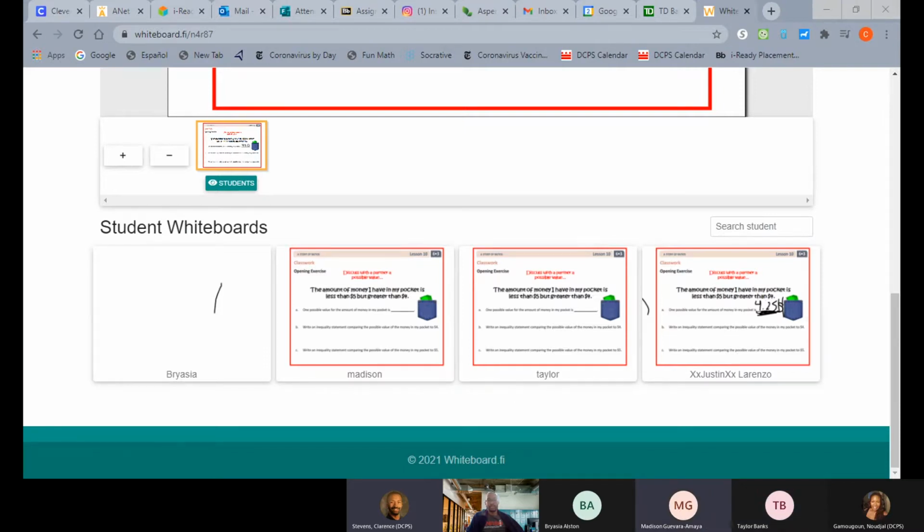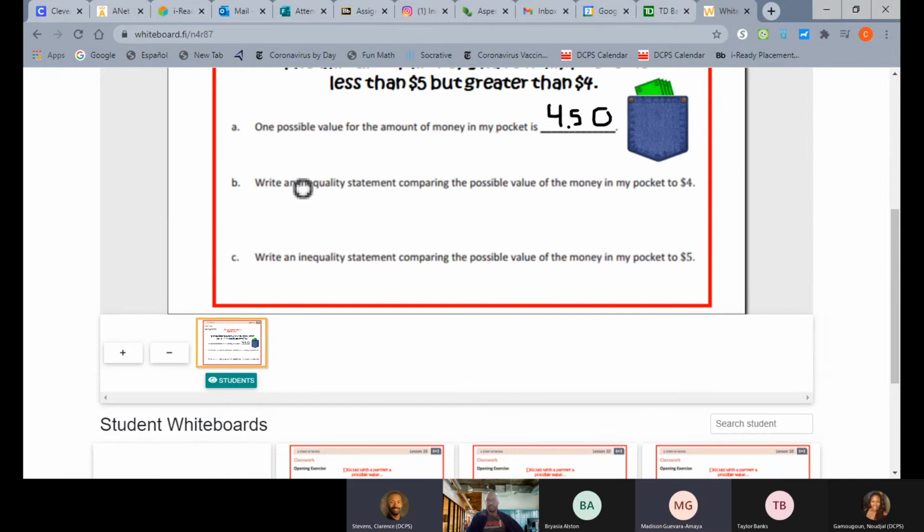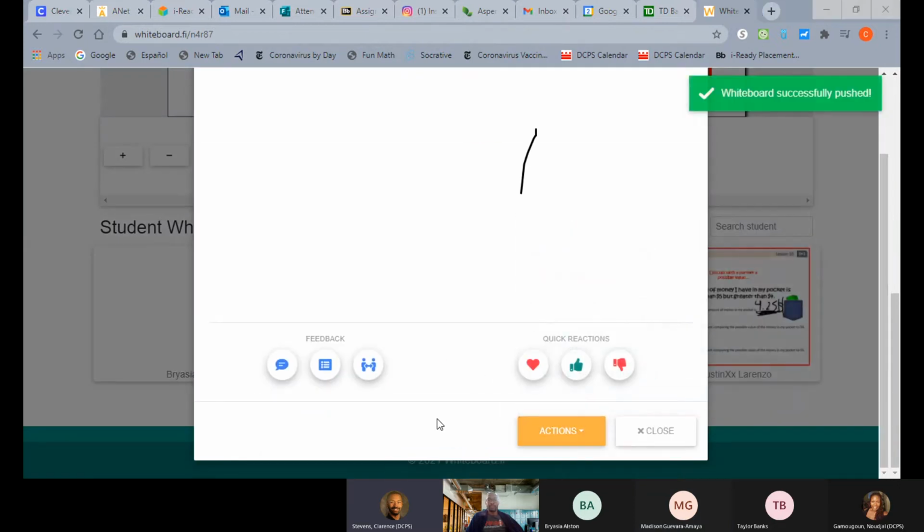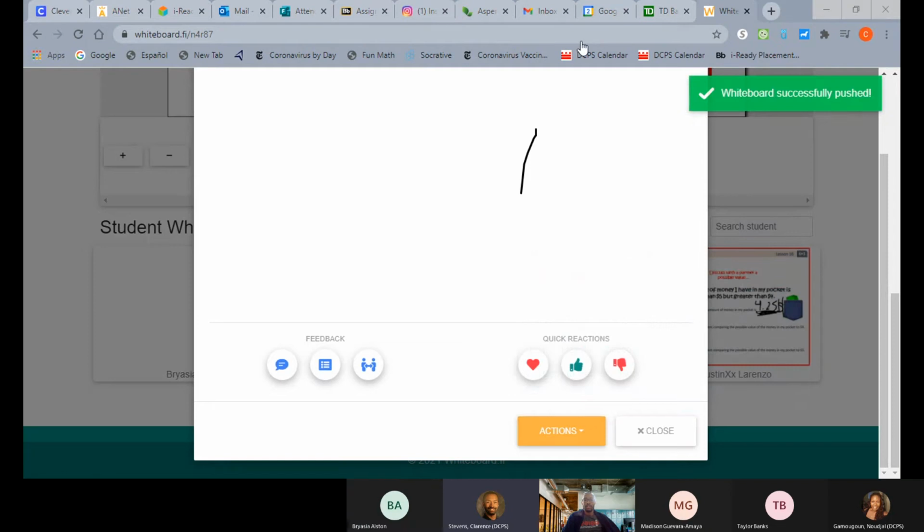The same, 450. Can you think of another one? Lorenzo has 425. Taylor has 450. Give me another one. 415. Very good. Briasia, give me one, because I don't know what's up with your whiteboard either. Throw it in the chat or say it real fast or write it down. What's a value that works?